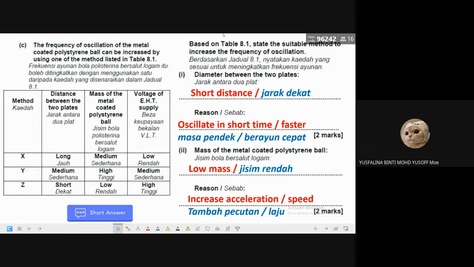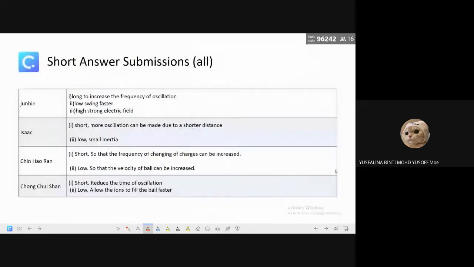You can use Newton's second law. F is equals to ma, right? So a is equals to F over m. So when your mass is lower, your acceleration will be higher. Okay, so the next part. Wait, long to increase the frequency? No, low mass, swing faster.